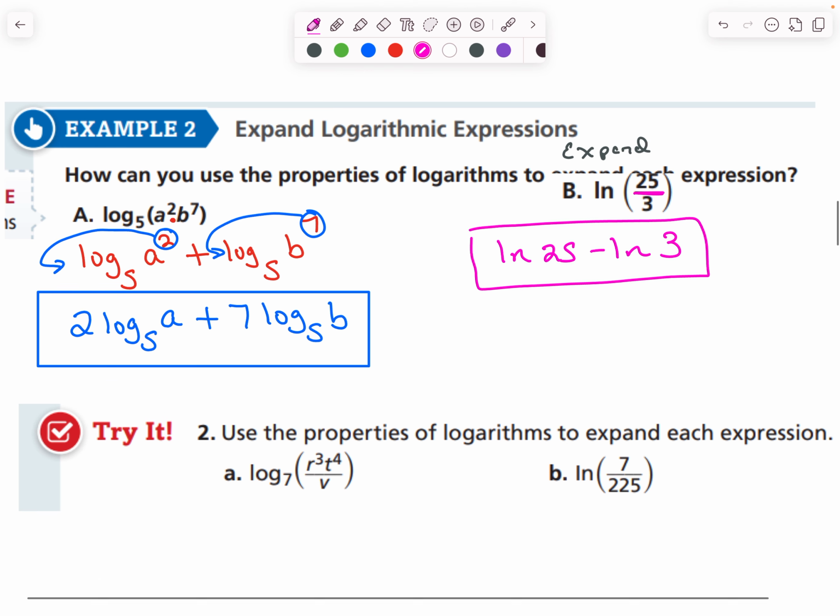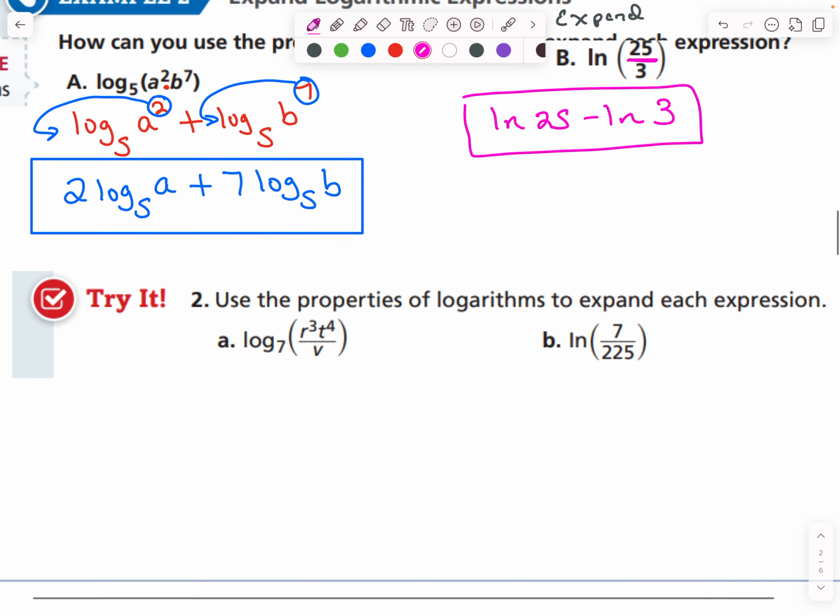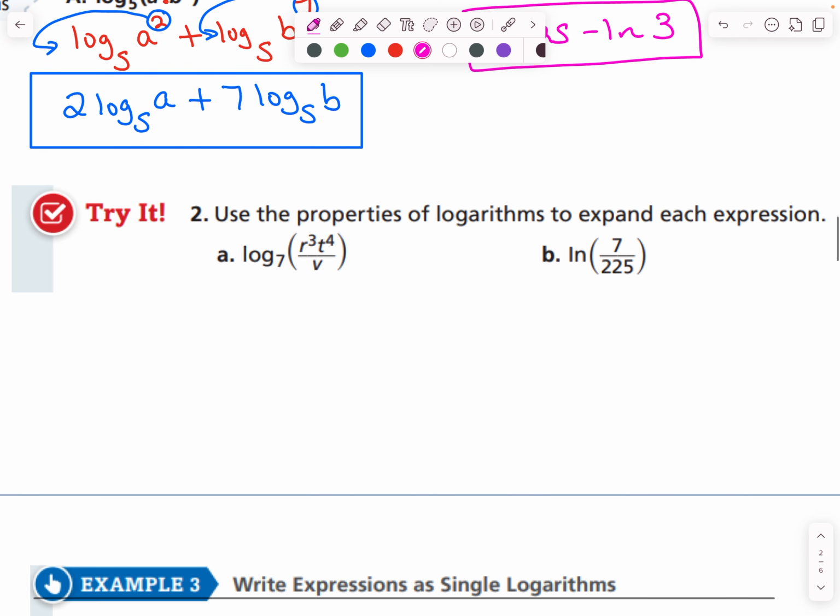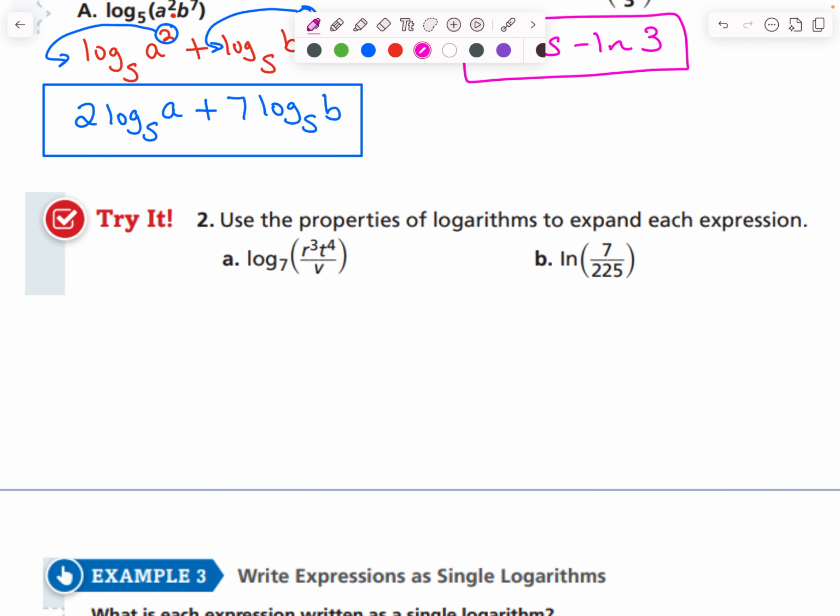Okay, let's pick one more to try. We'll do part A in Try It number 2. We can see there's a few things going on with this one. We do have a quotient, so we're going to do that part first, and then we'll see what else we need to do. So log base 7, and our first expression is the top, r cubed t to the 4th, and then minus log base 7 of v.